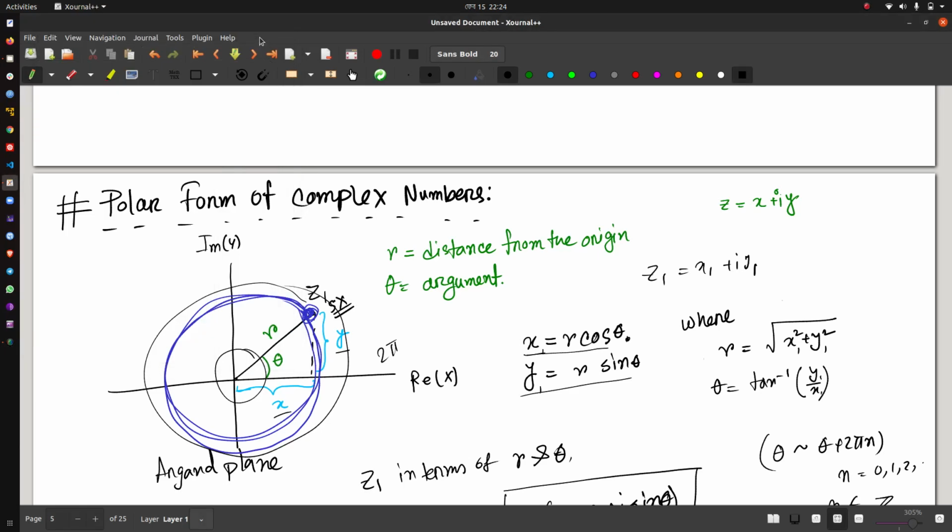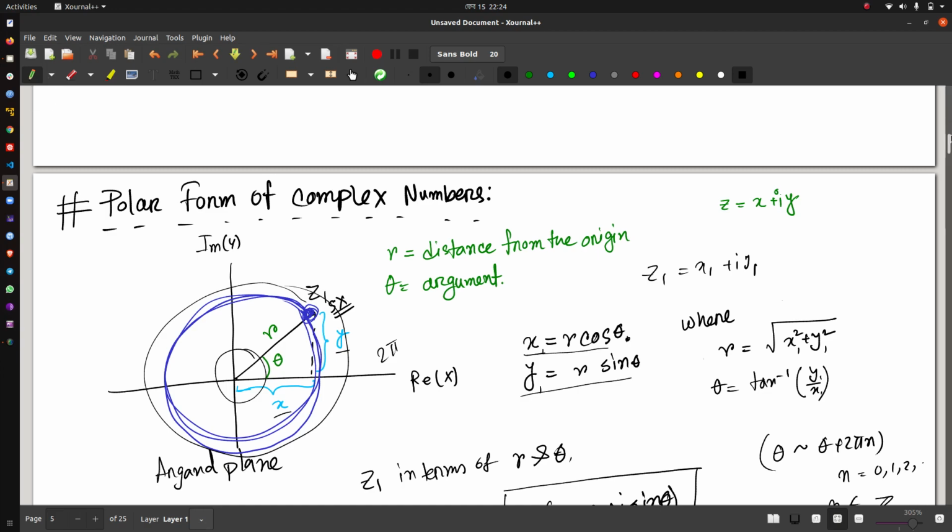Hi everyone, in this lecture we are going to discuss the polar form of complex numbers at first, and then we are going to discuss the exponential form, and finally we'll see how we can compute the roots of a complex number and how we can deal with the powers of a complex number.